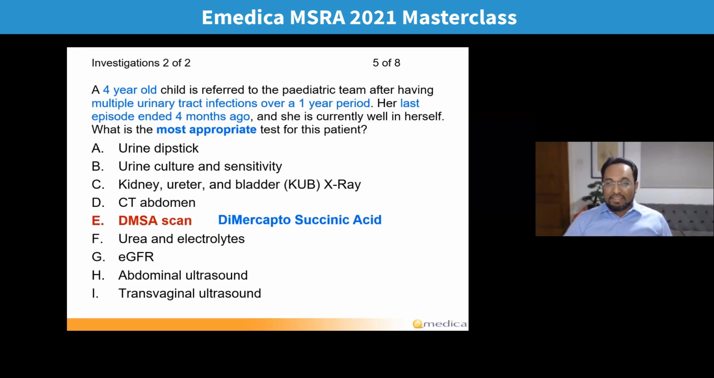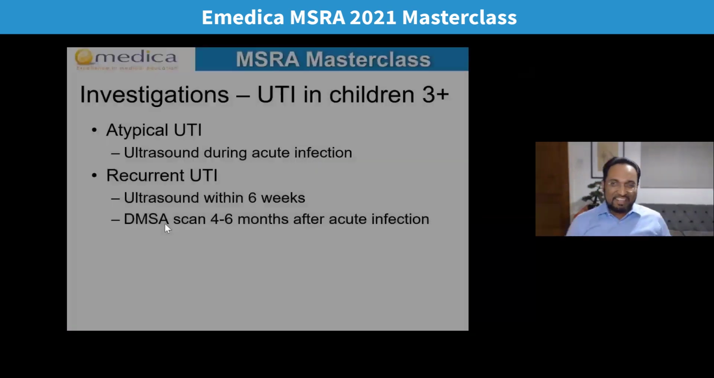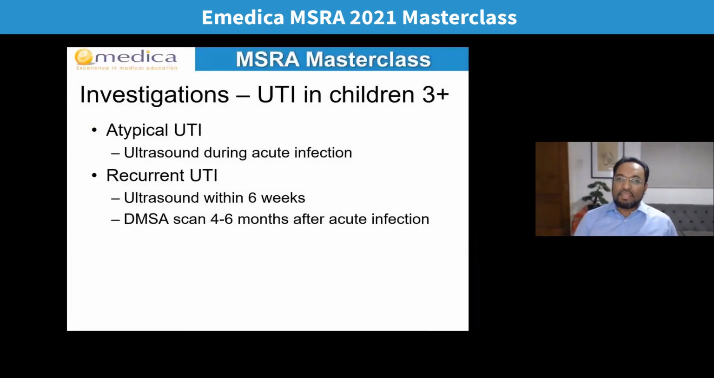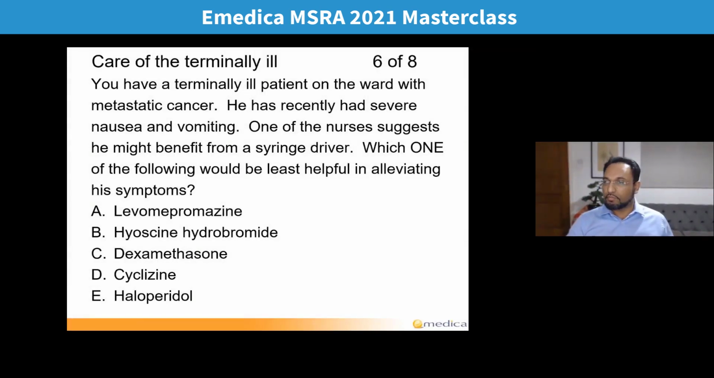DMSA stands for demercaptosuccinic acid. No one knows how to say this one, so that's why everyone just calls it DMSA. Okay, so over 3, an atypical UTI, you do the ultrasound during the acute infection, whereas recurrent UTIs, you do an ultrasound within 6 weeks, but the DMSA scan 4 to 6 months after the acute infection to look for things like scarring, long-term damage, what's happening. Okay, and so that's why the right answer was DMSA, because it was 4 months later. But let's do some single best answers.